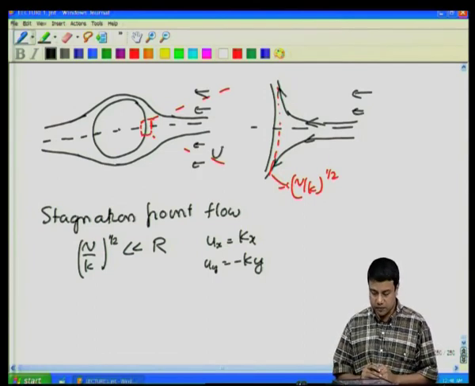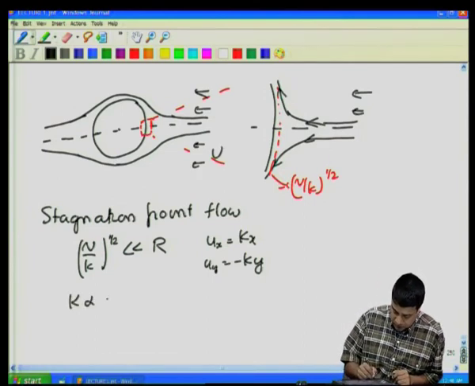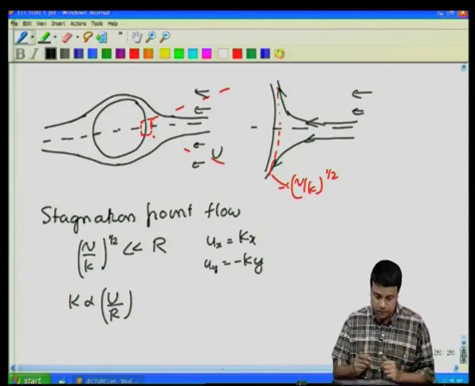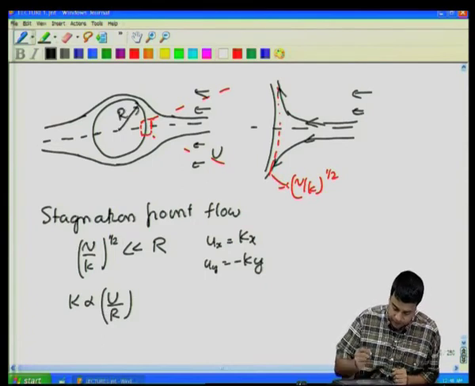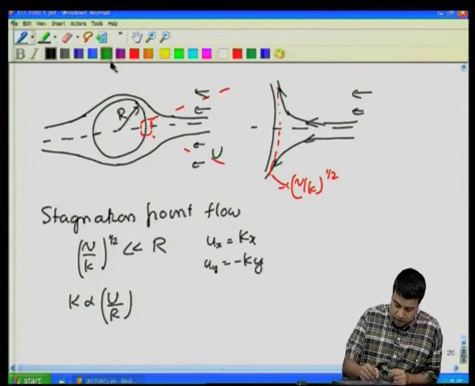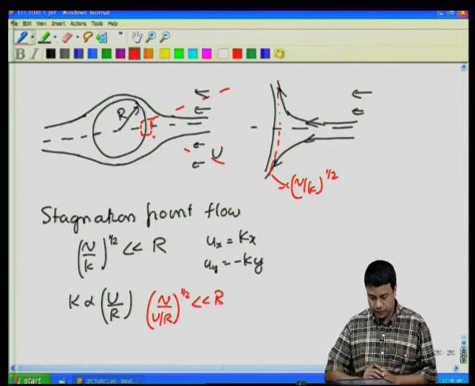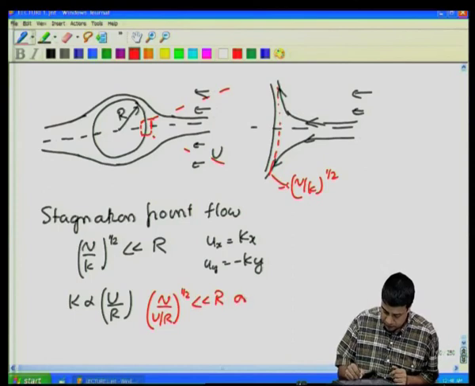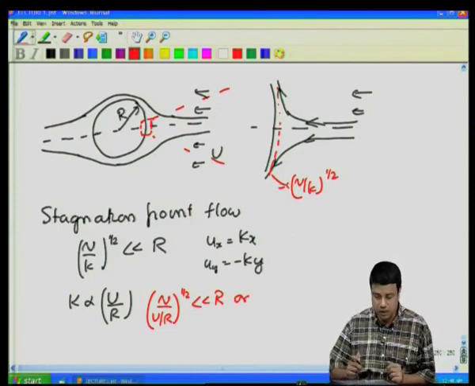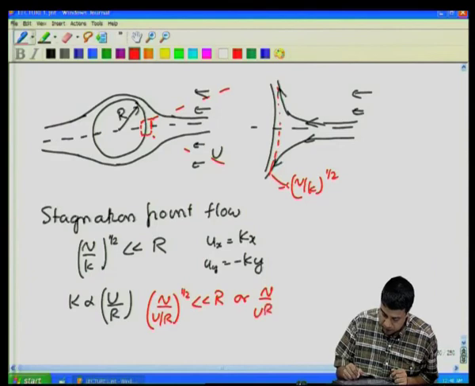The strain rate itself will be proportional to the mean flow velocity divided by the radius, because the radius is the only length scale in the flow. So, this requirement that nu by k per half becomes much smaller than r basically translates to nu by ... less than r. If I divide throughout by r, I will get nu by u r per half, very much less than 1.